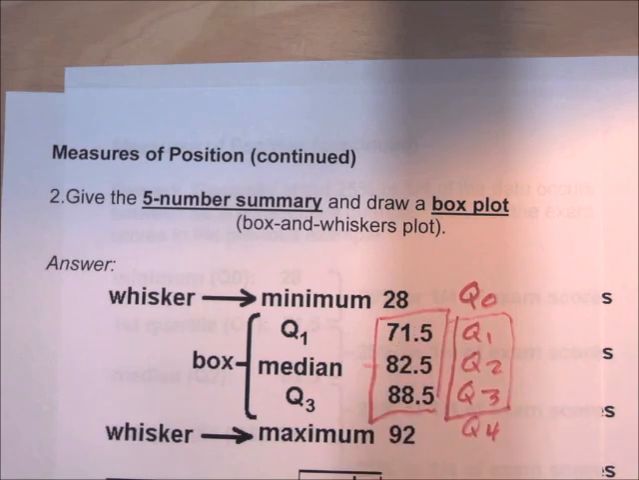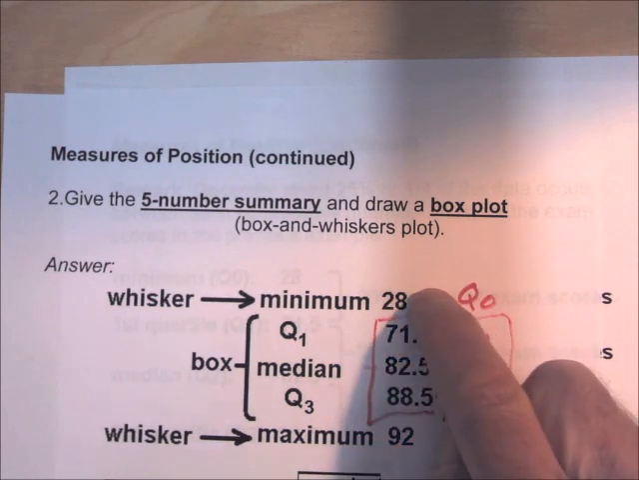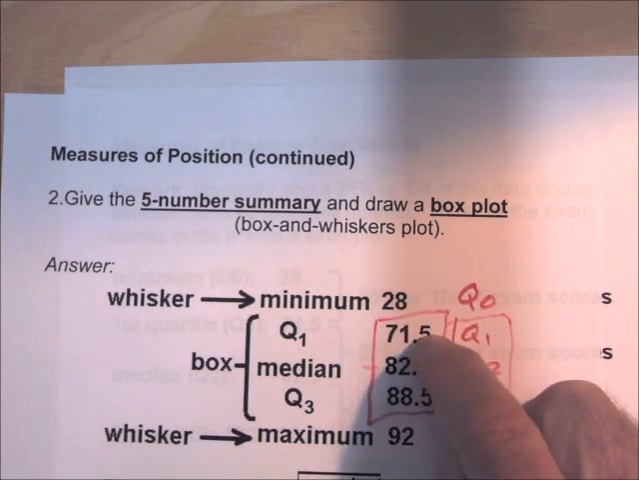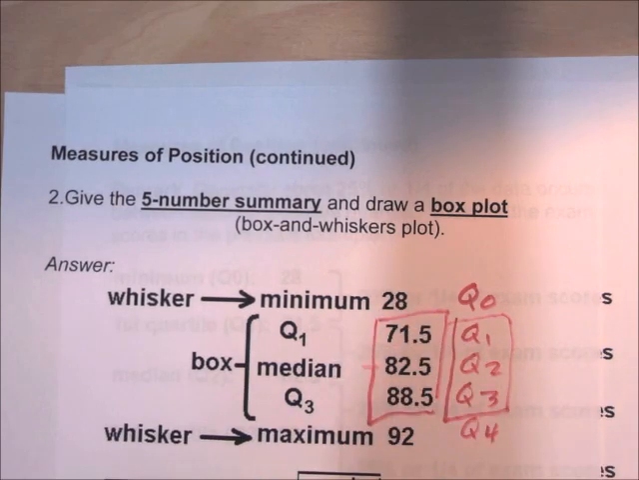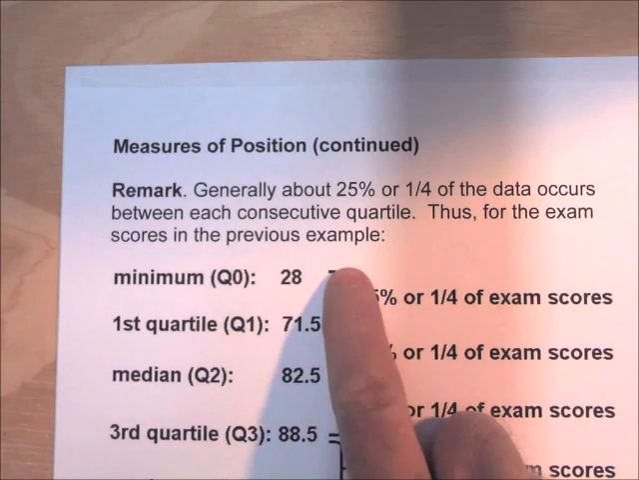Or they might say, the lowest 25% of the data are between what two numbers? Well, that's the first quartile. It's between 28 and 71.5. That's 25% of the data. So there's 25% of the data between each of the quartiles.